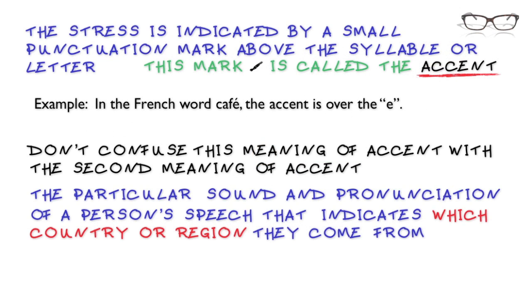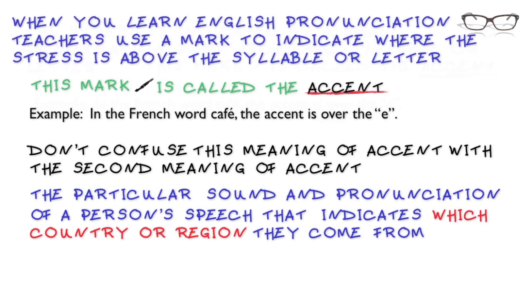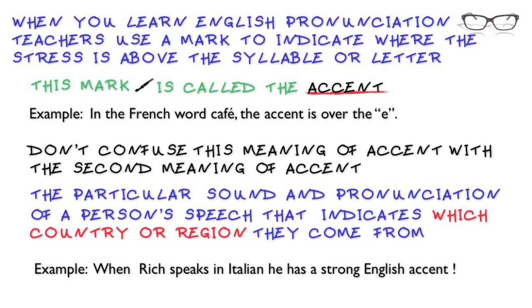Now, don't confuse this meaning of accent, which is a punctuation mark, with another meaning of accent in English. Still talking about pronunciation, the second meaning of accent is the particular sound or pronunciation of a person's speech that indicates which country or region they come from. And here's an example of this use of the word accent. When Rich speaks in Italian, he has a strong English accent, and that's very true.